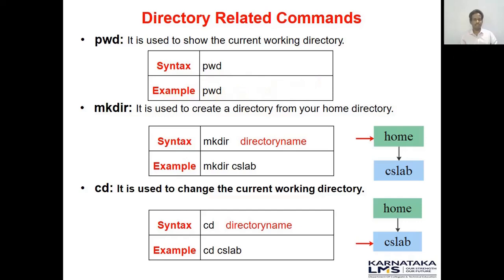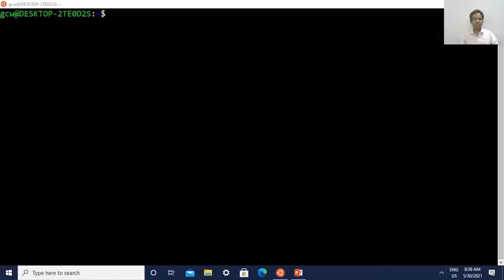Let us check this command on the terminal. Type pwd. Press enter. It shows present working directory. In this system, I am working in the directory gcw, which is created in the home directory. Always the path starts with the symbol / that represents root directory.